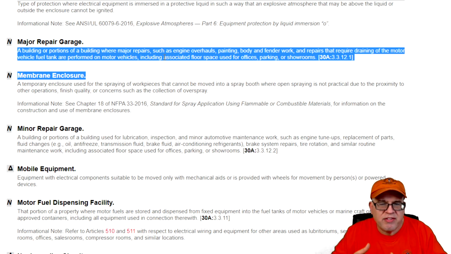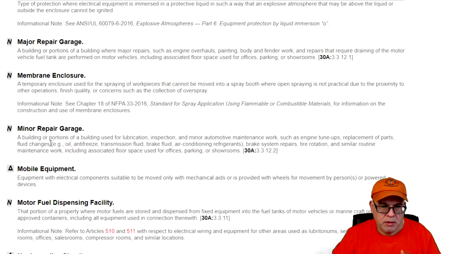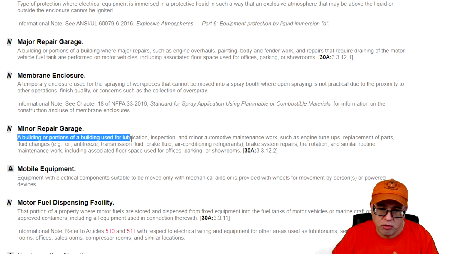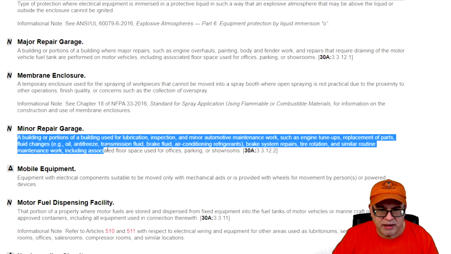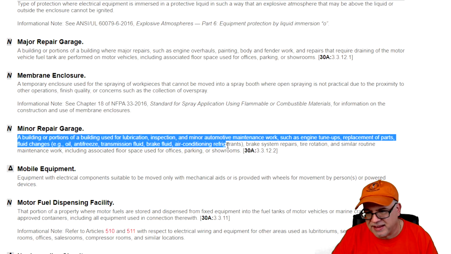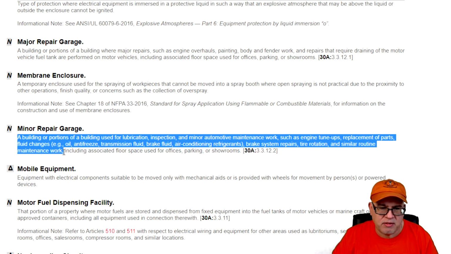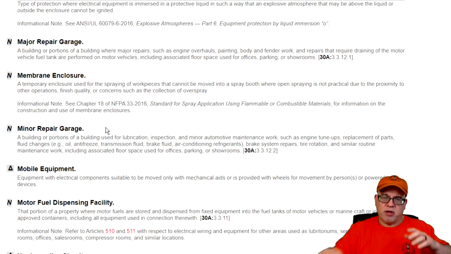Now, what's a minor repair garage? It is a building or portions of a building used for lubrication, inspection, like a Jiffy Lube or Speedy Lube, things like that. It says inspection and minor automobile repairs, such as engine tune-ups, which means you're not changing the motor. Replacement of parts, fluid exchanges like oil, antifreeze, transmission fluid, brake fluid, air coolant, and things like that. Brake system repairs, tire rotation, and similar routine maintenance, including associated floor space used for offices, parking, and showrooms. So that's going to be the repair garage.